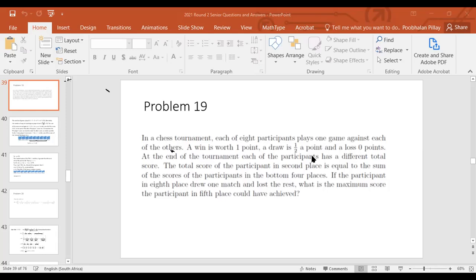Each one plays everybody else. That's the usual thing. If you win, you get 1 point. If you draw, you get half a point. And if you lose, you get 0 points. It's also said that they all got different totals. The first 8 people have got different scores. There are no ties amongst the top 8 people who are participating.